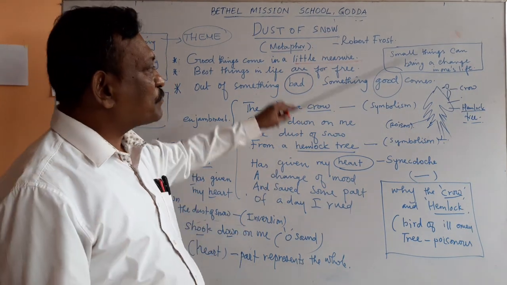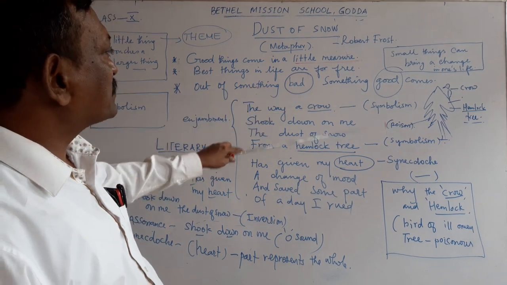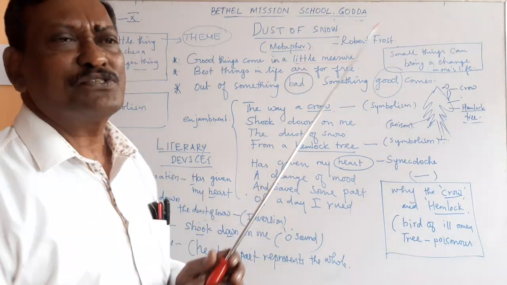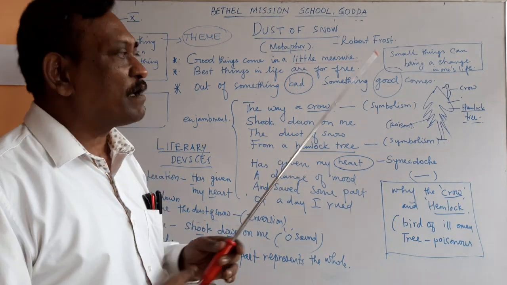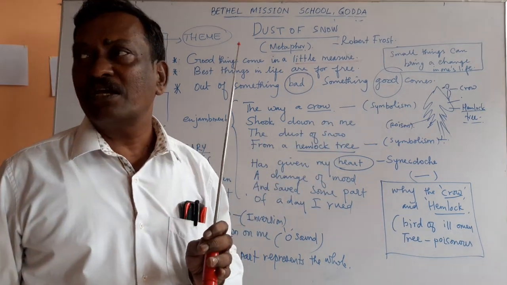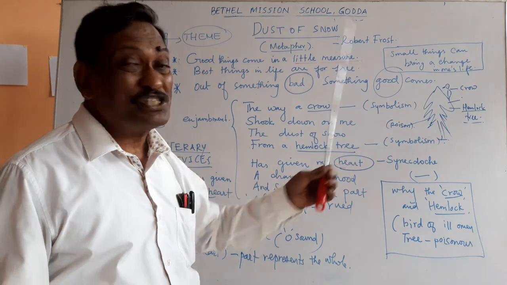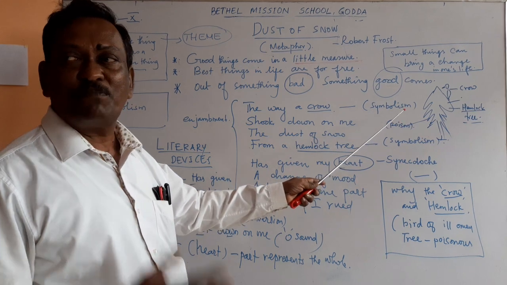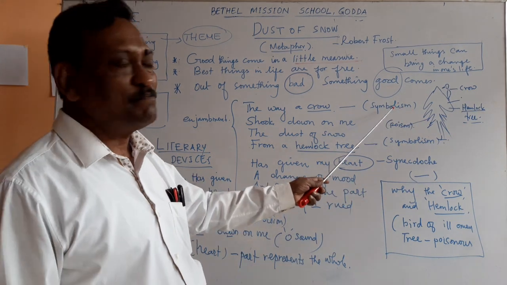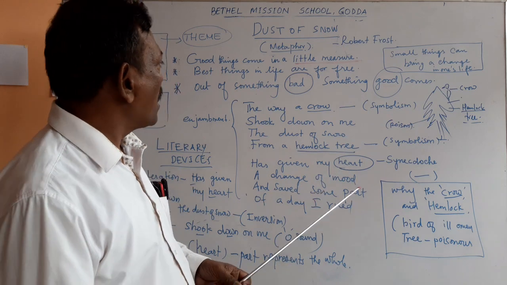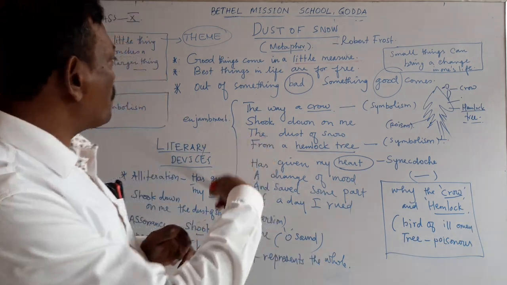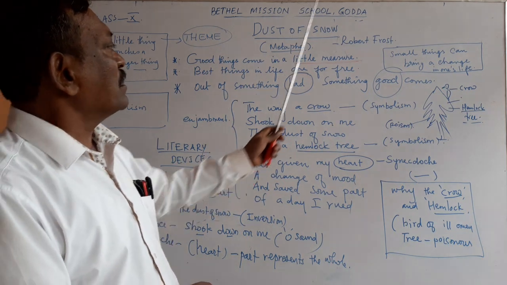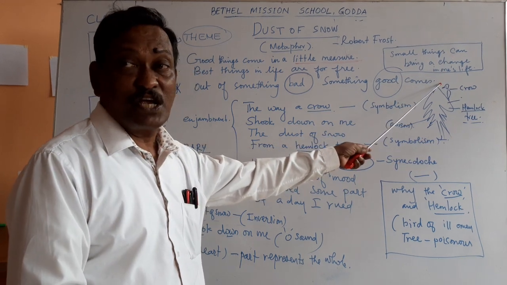Now before I wind up, I would like to end with one more point, and that is symbolism. Frost is always known for using symbols in his poems. He is known for symbolism. And what is the symbolism here? The crow and the hemlock tree. These are the two objects which are being used as symbols. Therefore, you can call them symbolism. He represents a point by using certain symbols. So symbolism is definitely used. I hope you have got a clear idea about the poem. Remember, a little thing touches a larger thing, and small things can bring a great change in one's life.